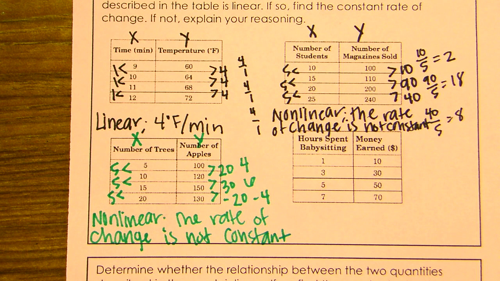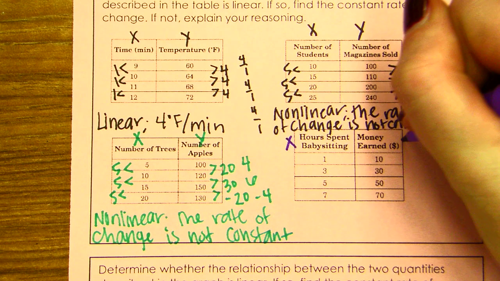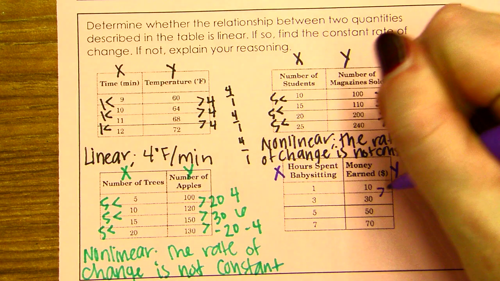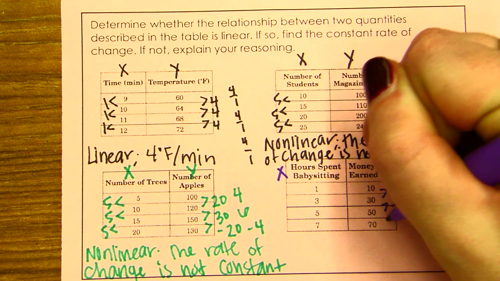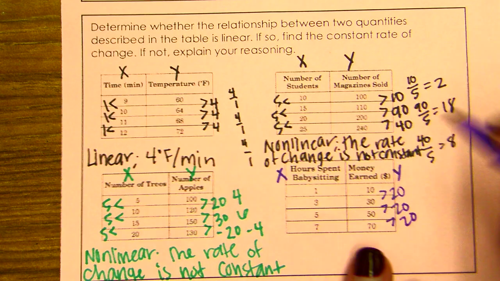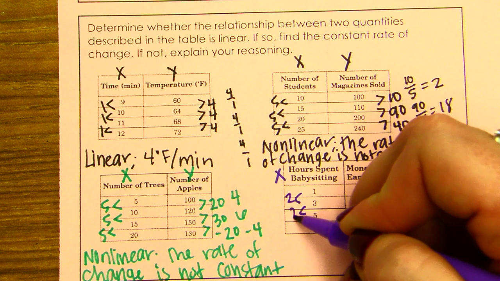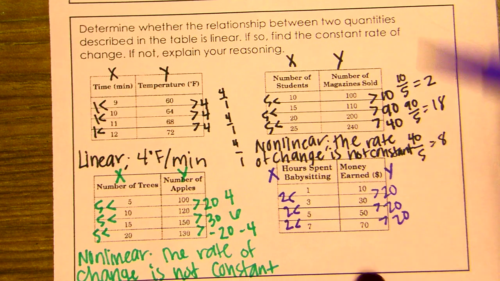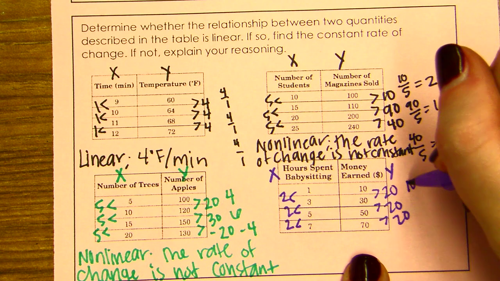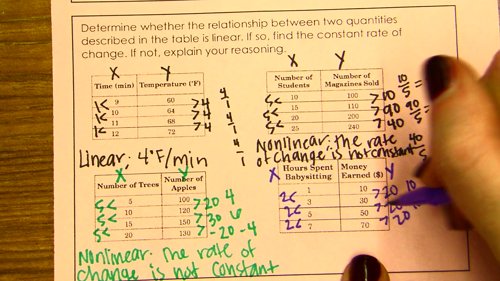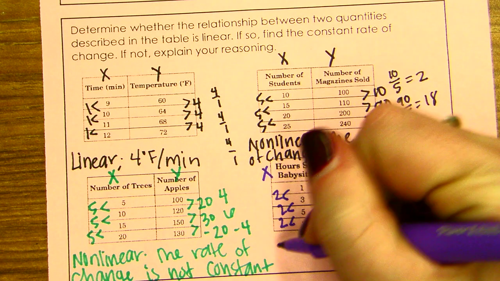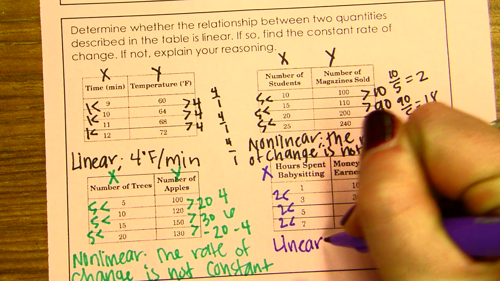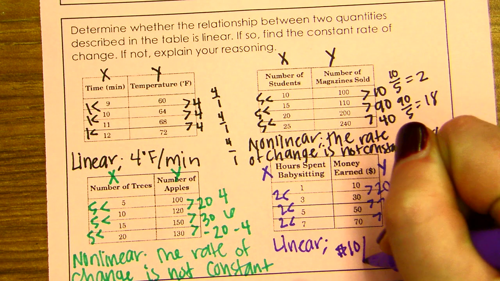Okay, and then we have one more. This is our x value. This is our y value. This is going up by 20, up by 20, up by 20. This is going up by 2, up by 2, up by 2. So we check every one. 20 divided by 2 is 10, 20 divided by 2 is 10, 20 divided by 2 is 10. So we would say this one is linear, and the rate of change is $10 per hour.